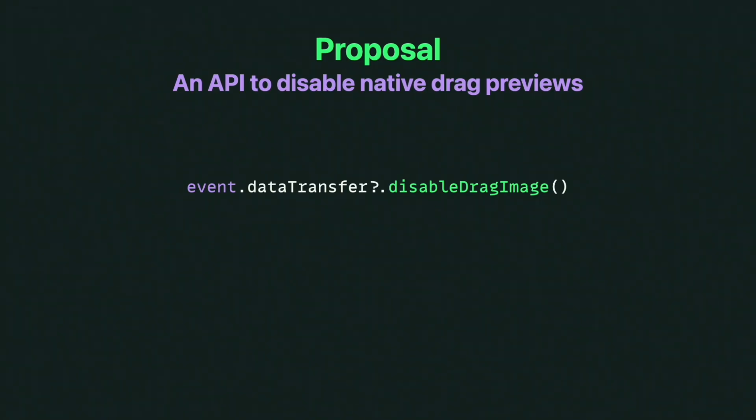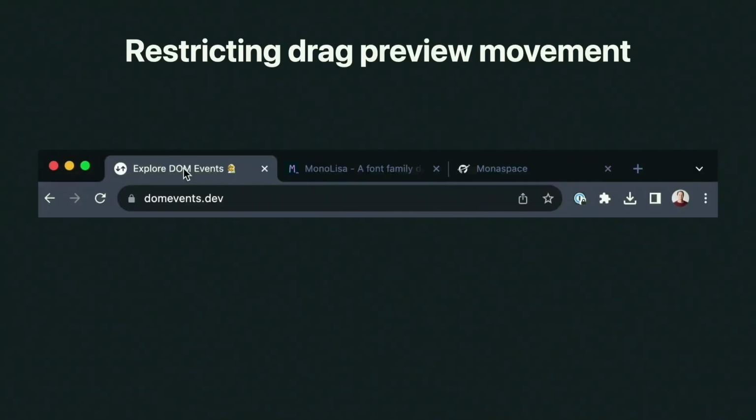Now, this would be awesome. Can we please just get this API? I don't want to use transparent GIFs anymore. I think this makes heaps of sense. Just instead of set drag image, like disable drag image, please. Thank you. Restricting drag preview movement.